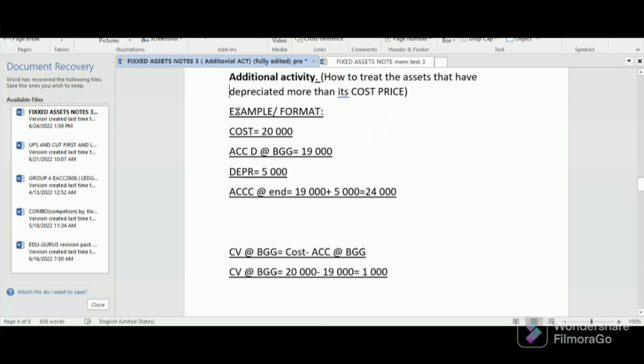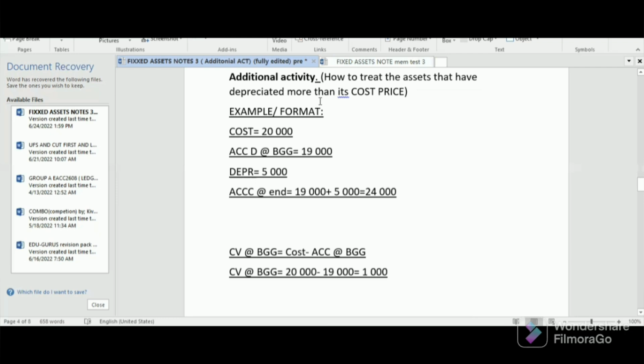I hope you followed this example when I was analyzing the information. I'm not going to go through this example again. I'm just going to remind you about when to apply the one rent rule. It's whereby the assets have depreciated more than what they are worth, or have depreciated more than their cost price. Why do assets depreciate more than their cost price?